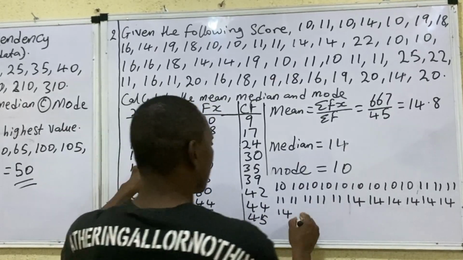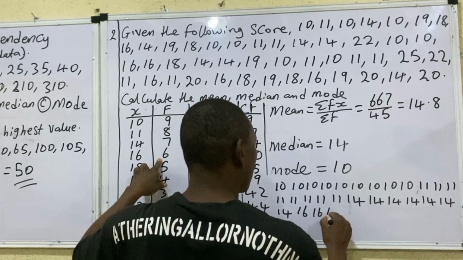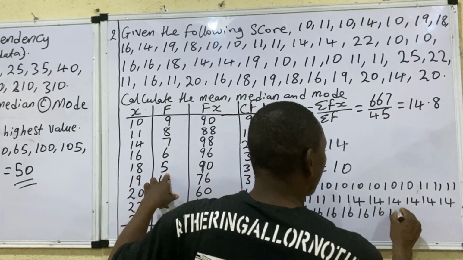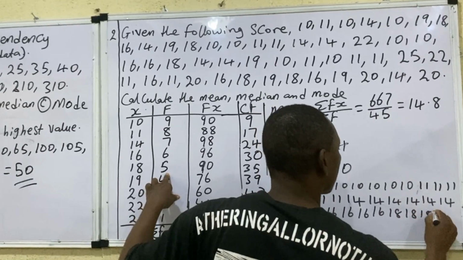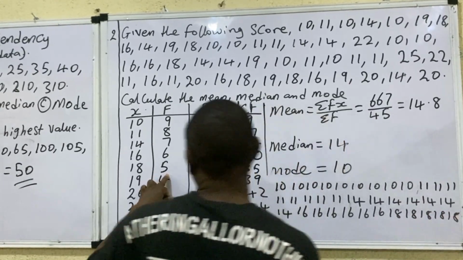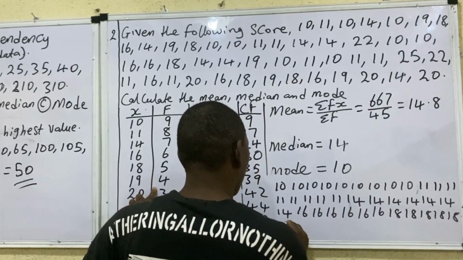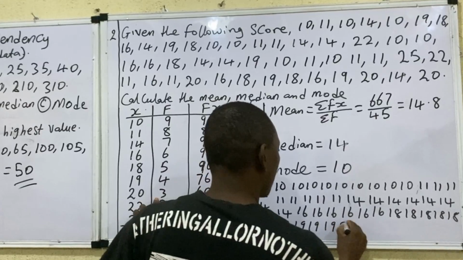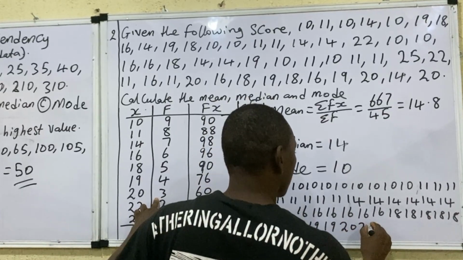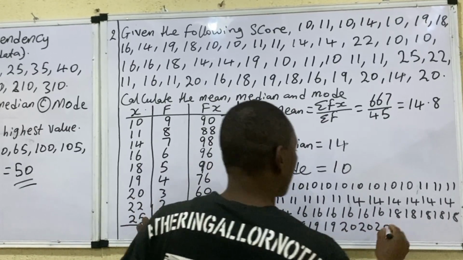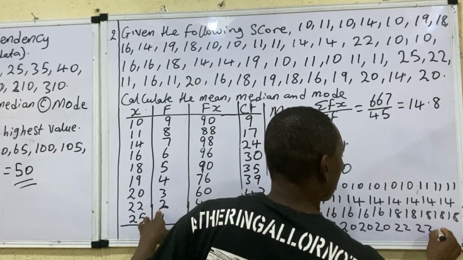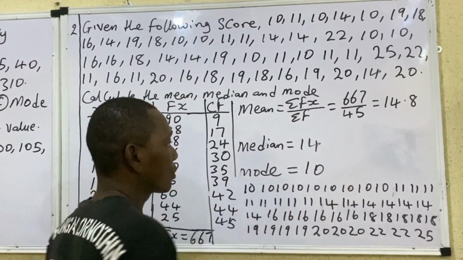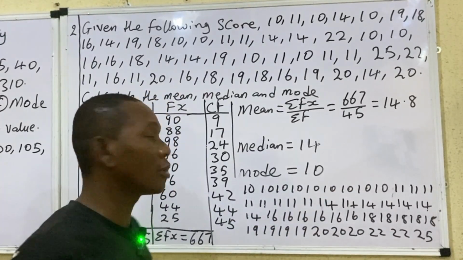So we have 16, 6 times. 1, 2, 3, 4, 5, 6. We have 18, 5 times. 1, 2, 3, 4, 5. We have 19, 4 times. 1, 2, 3, 4. We have 23, 3 times. I have 22, 2 times. I have 25, 1. Now, let's count and see where we'll get the 23rd number.